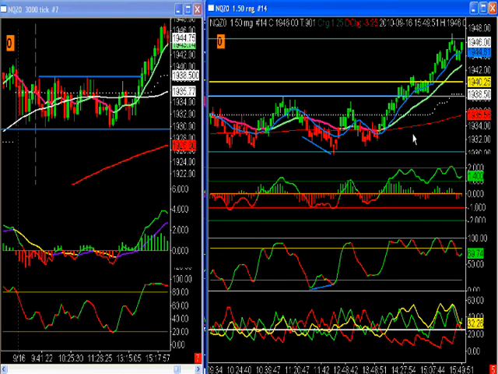So anyway, on the NQ, I like to use 3 exits, and you can exit however you like on whatever you're trading.